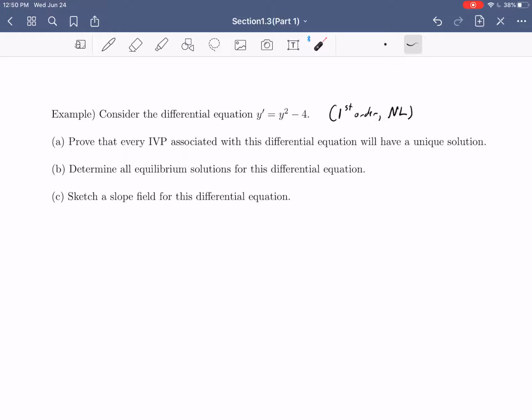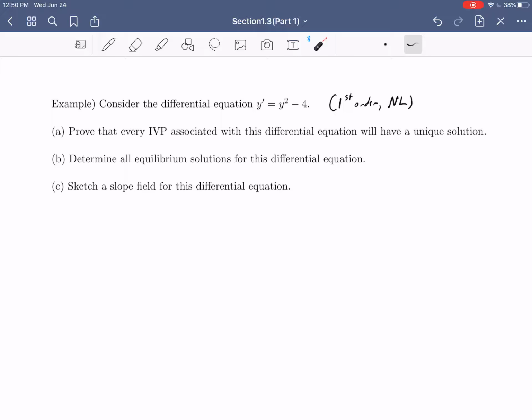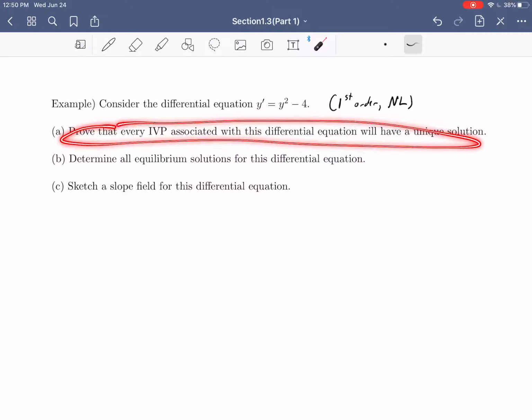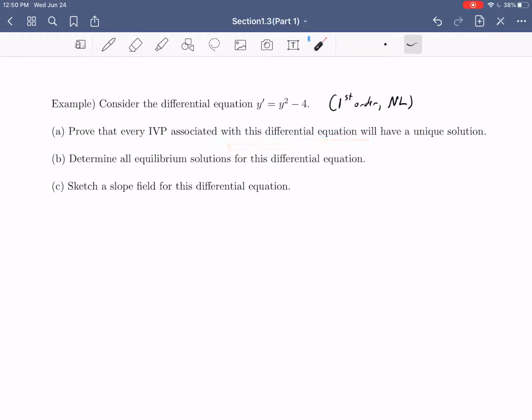Why is it nonlinear? Because we have a function applied to our dependent variable. We have that y squared there. So we're going to do a couple things with this. First, we're going to prove that every IVP associated with this differential equation will have a unique solution. In other words, we're going to show that any IVP we come up with for this thing is guaranteed to have a unique solution.